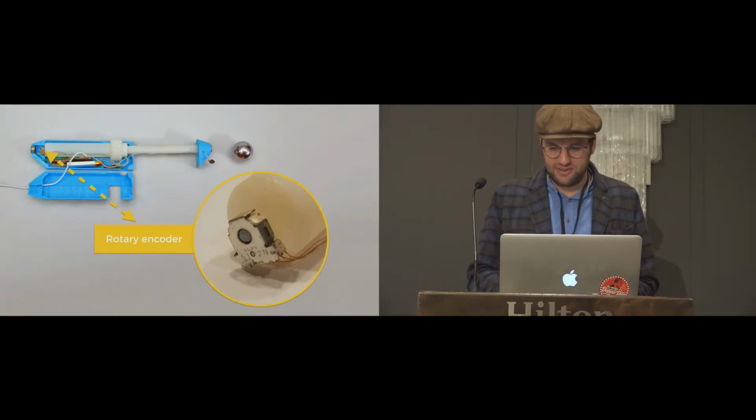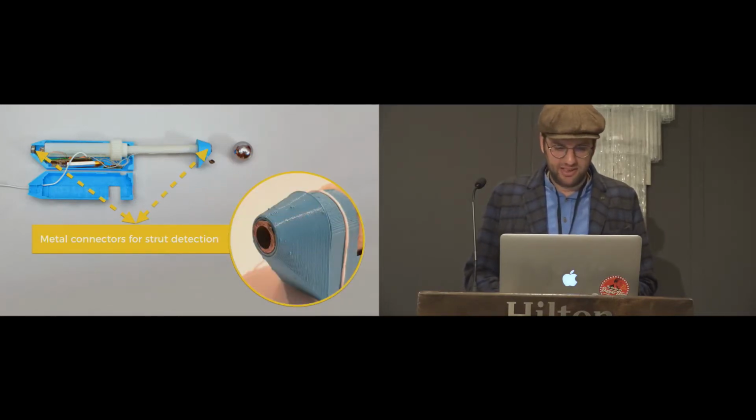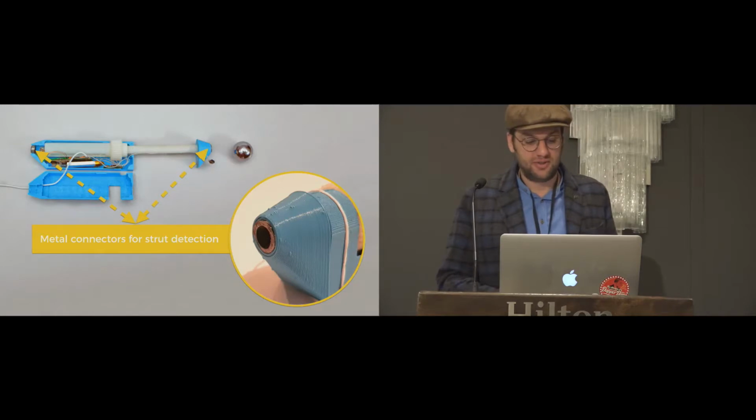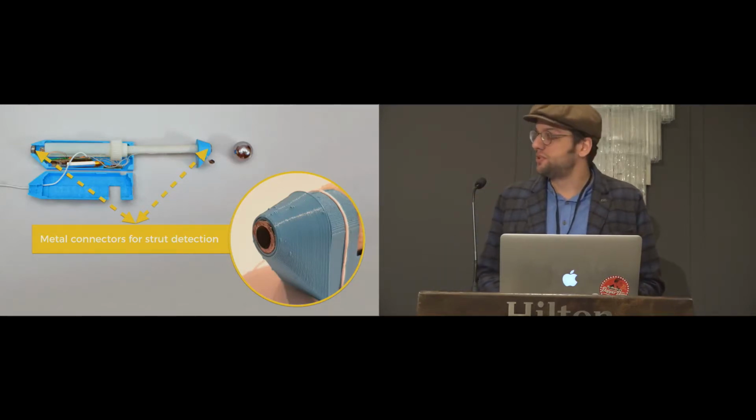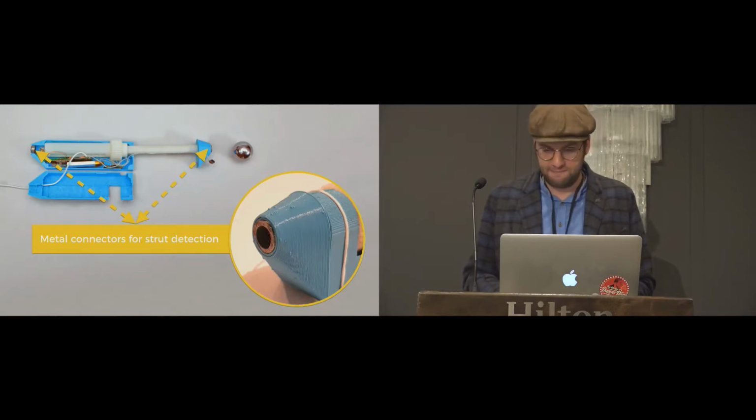with this rotary encoder. So at the end of every strut, we have a metal connector that attracts the magnetic ball, so we can build physical models. It provides the mechanical strength. And they also are used to detect adjacent struts. I'm going to talk about this more later in the slides.